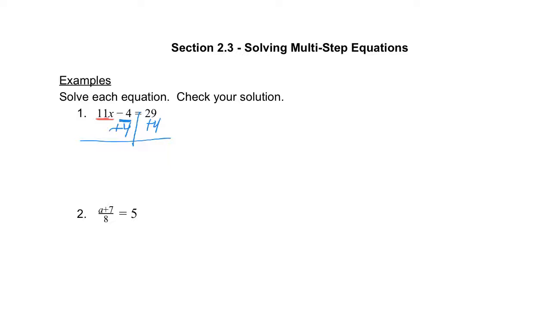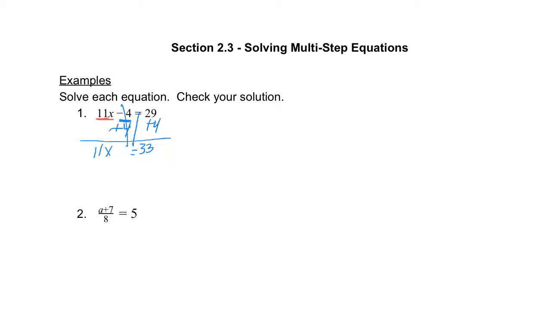Now, we add down. We bring 11x down. -4 plus 4 cancels out. We have that equal to 29 plus 4 is 33. Here's where the multi-step part comes in. We've got one more step.